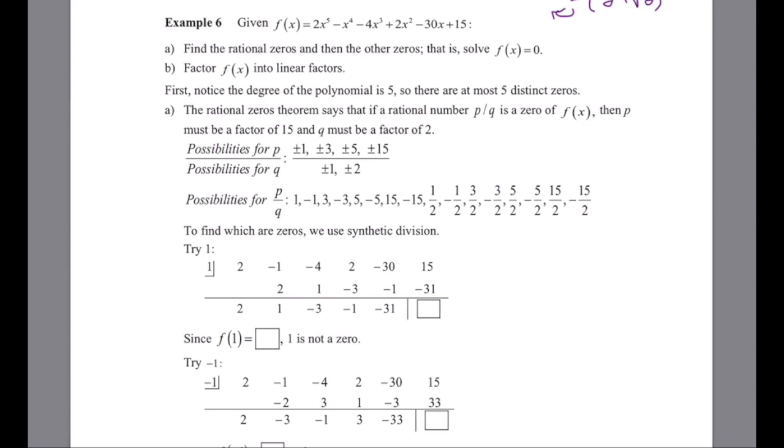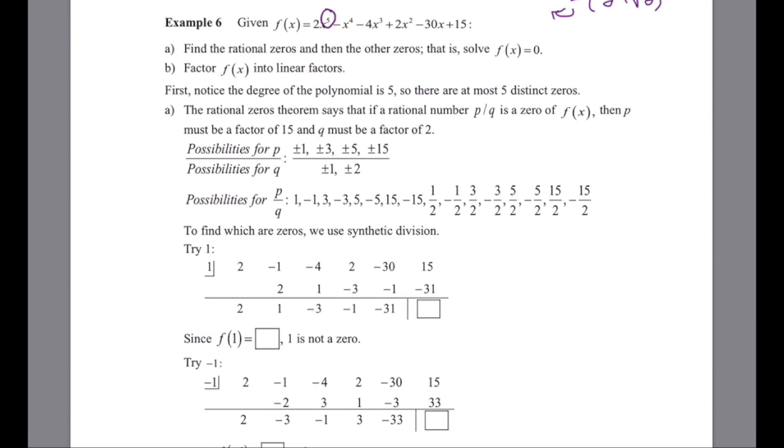All right, let's practice another one here. 2x to the 5th minus x to the 4th minus 4x cubed plus 2x squared minus 30x plus 15. It's written in descending order. We know that we need to find 5 solutions because our highest power is 5. But what are the potential solutions that we have?